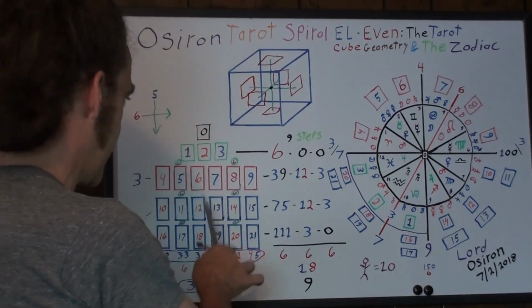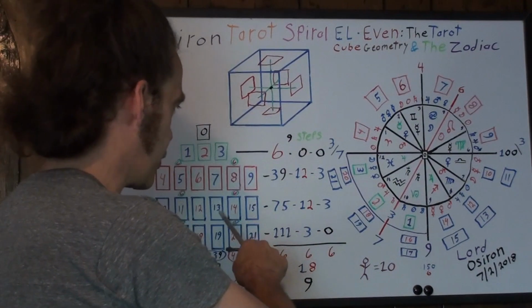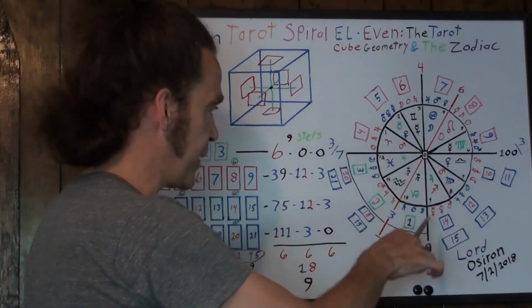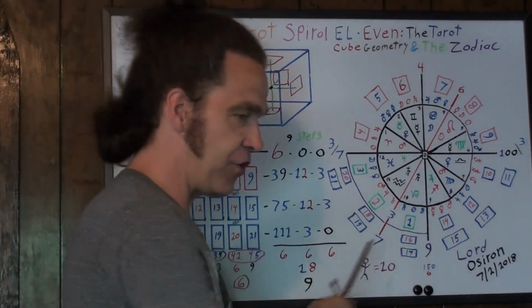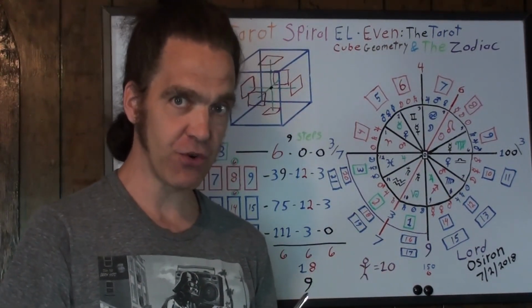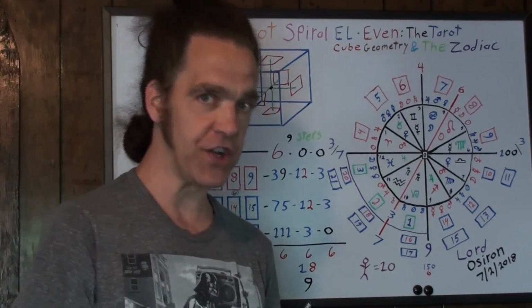The reason the tarot cards are used here and not just plain numbers is because when you use the cube geometry and wrap it around the zodiac following the rules of cube geometry, then it tells a pictorial story with the tarot keys, and I get into that in Osiron Tarot Spiral 1, the Lost Keys of the Zodiac.